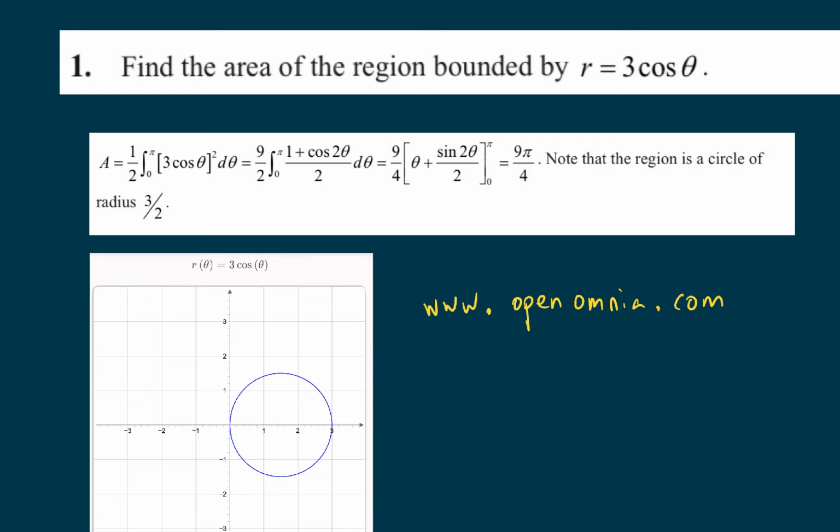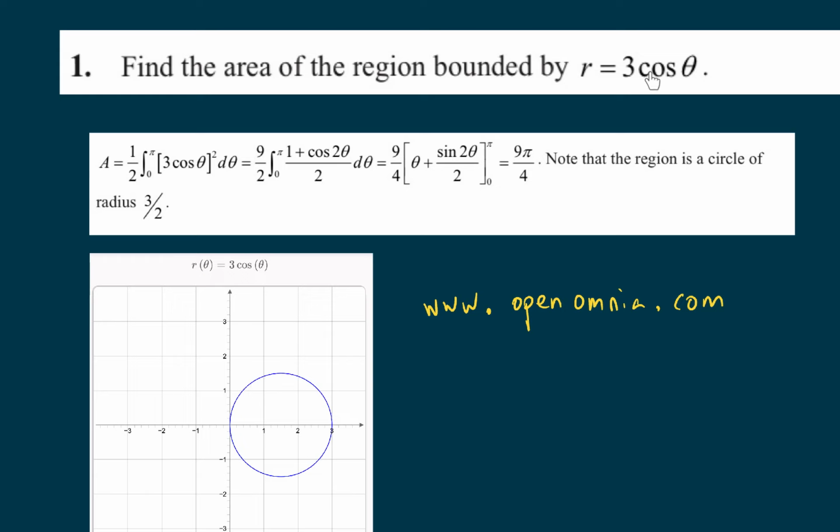Problem 1. Problem 1 says find the area of the region bounded by r of theta equals 3 cosine of theta. If you go to this page, open Omnia, and you represent 3 cosine of theta, it will give you a circle in Cartesian coordinates. So the circle has a radius, and the radius has a center. The center is 1.5. And how will you change this to Cartesian coordinates?